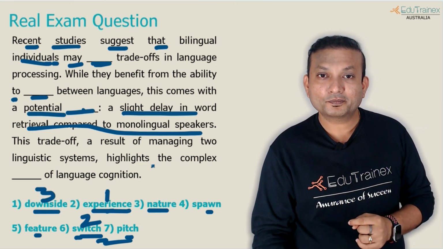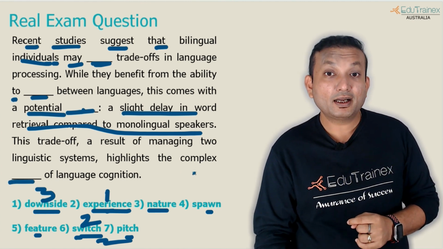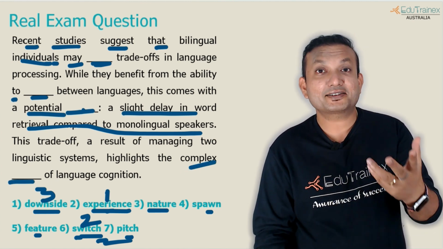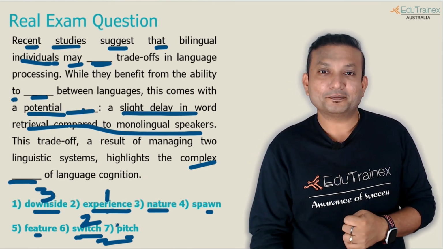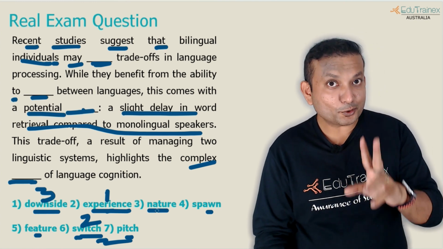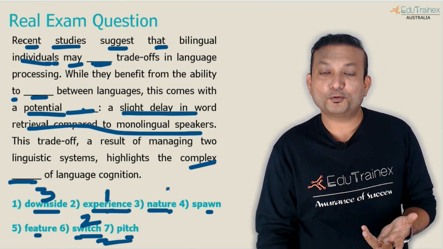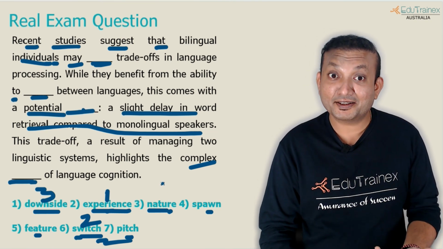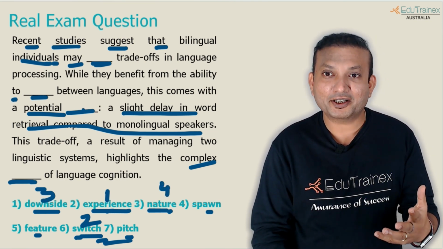And the last one: highlights the complex dash of language cognition. Again, adjective, complex. Again, we need a noun of language cognition. Now you can see complex nature, exact nature. This is also a collocation that you should remember. And of course, this is fitting in the noun form. There is no other word in the noun form. Straight away, we'll pick this one as the answer, and we got it correct.